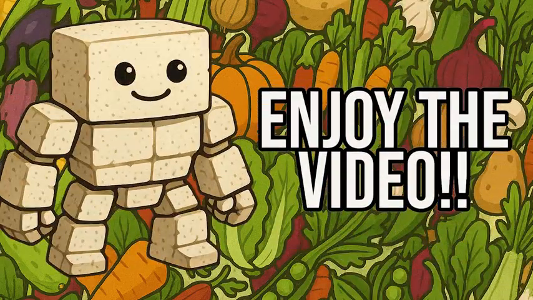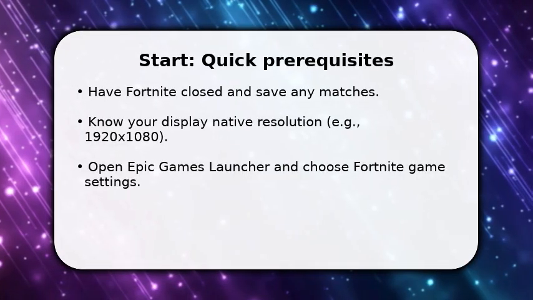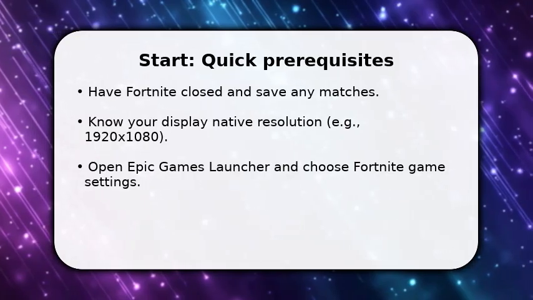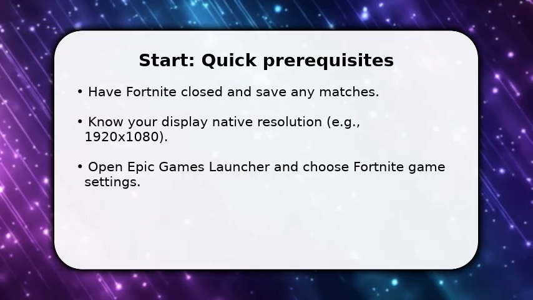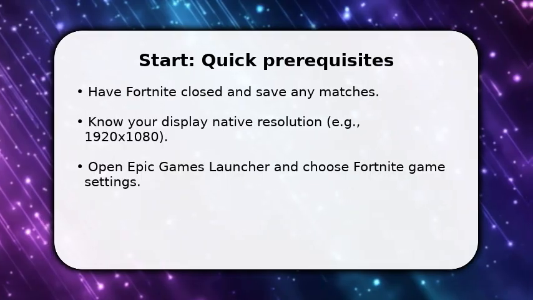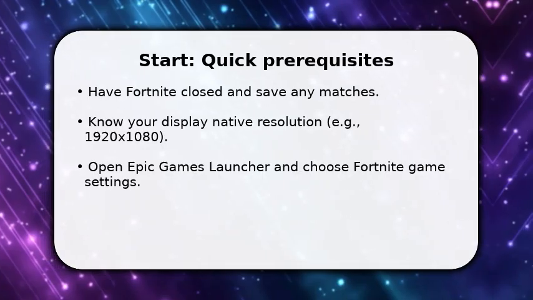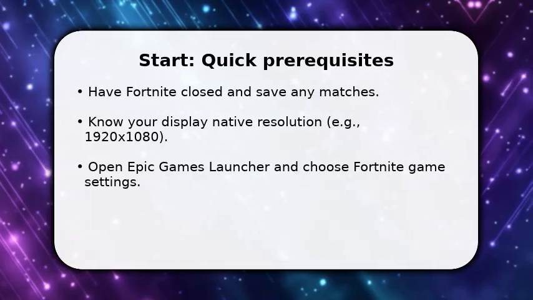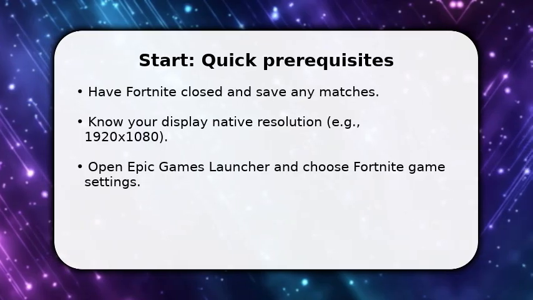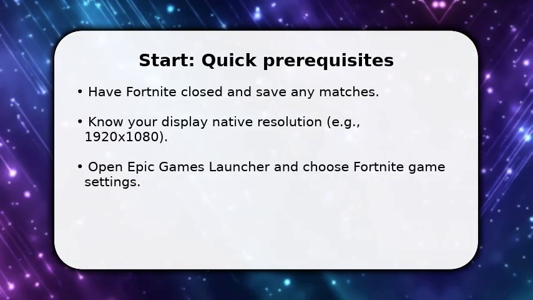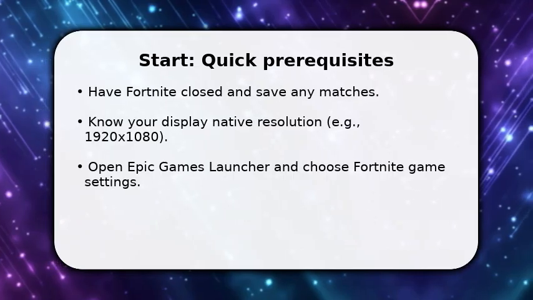Please enjoy the video. You begin by preparing your system. Close Fortnite and confirm your monitor's native resolution so you can reduce it intentionally. Once ready, open the Epic Games launcher, select Fortnite, and click the gear icon for launch options. You will switch the game to windowed mode and pick a lower render resolution. This shrinks the visible game area.